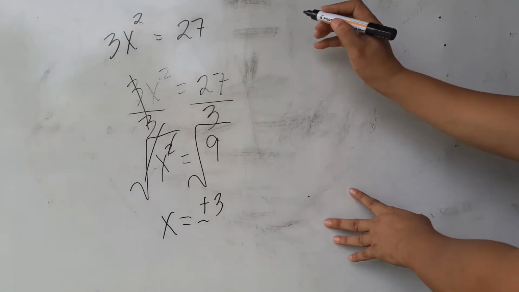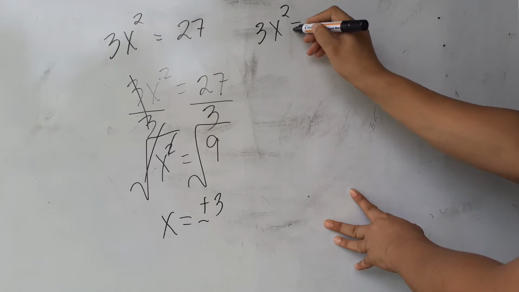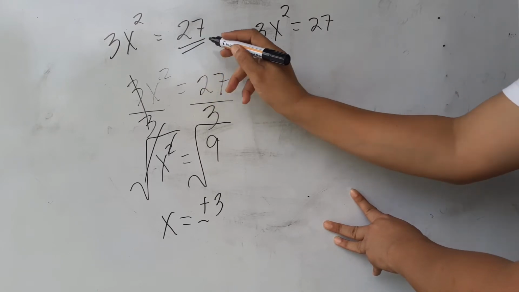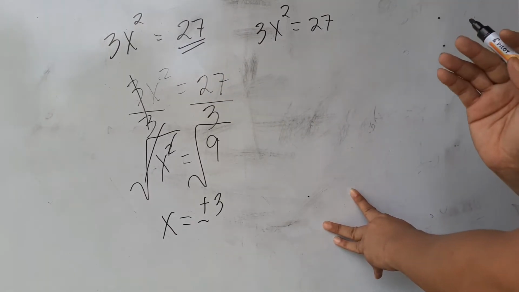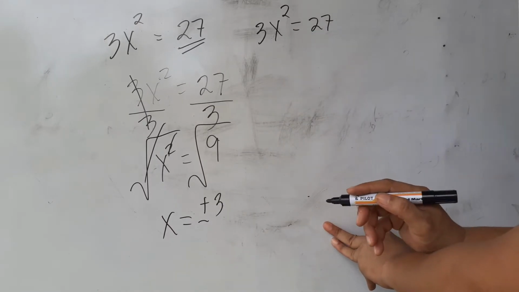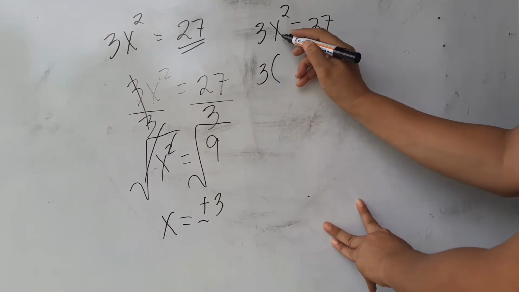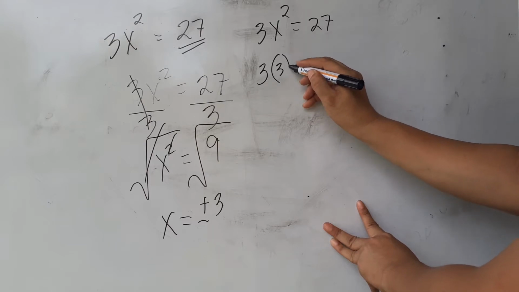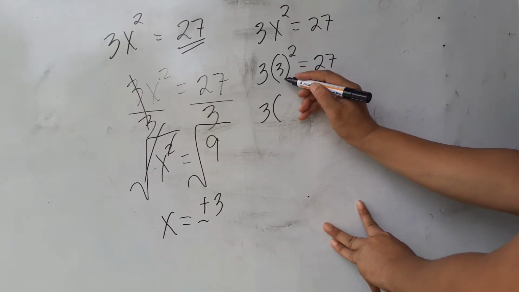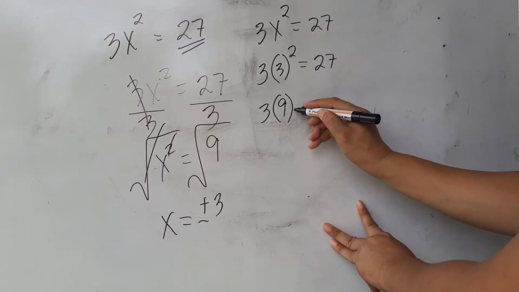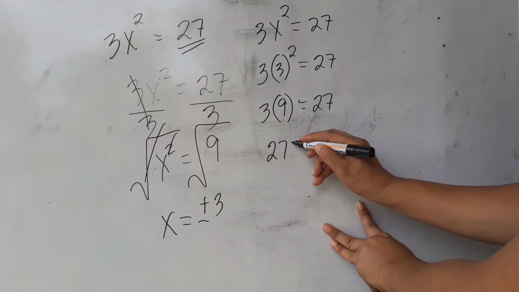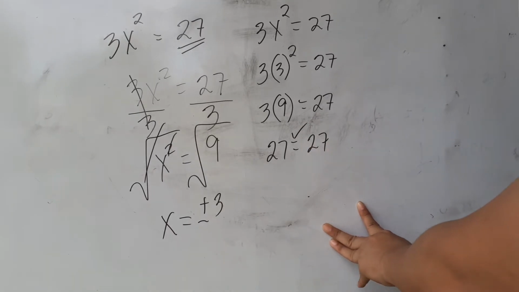Okay, so let us check. So, we have 3x squared is equal to 27. So, since ito ay positive number or greater than k, meaning to say, dalawa ang sagot niya, which is positive 3 at negative 3. So, substitute muna natin yung positive 3. So, you have 3, substitute the value of x, which is positive 3, squared is equal to 27. So, you have 3, then 3 squared is equal to 9, it is equal to 27. 3 multiplied by 9 is 27. It is equal to 27. Okay, check po tayo doon.